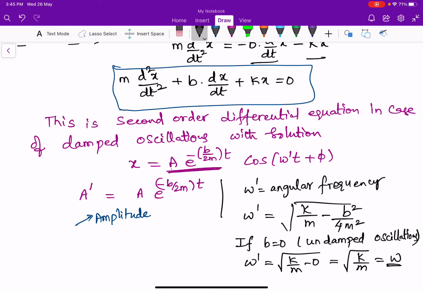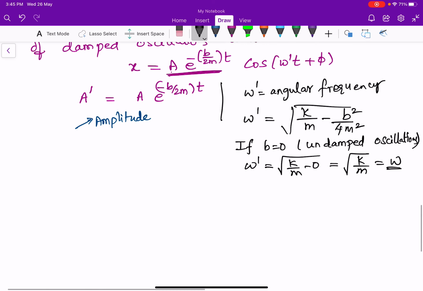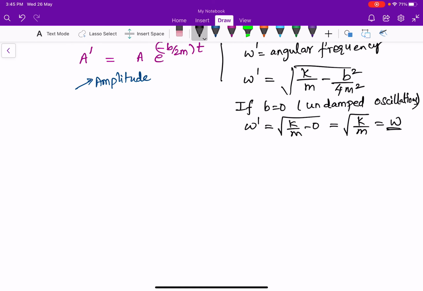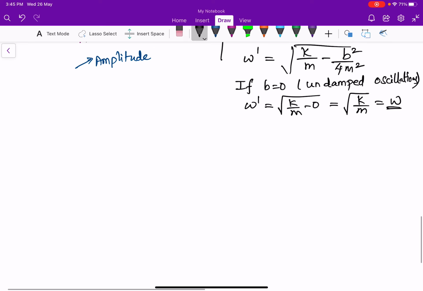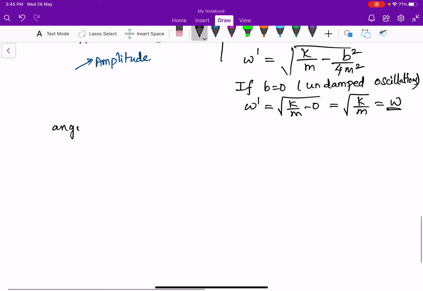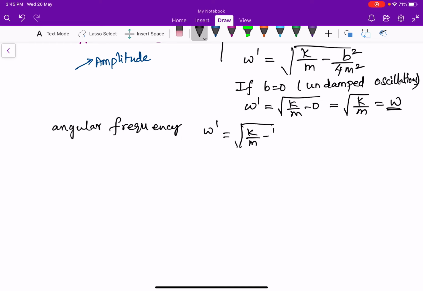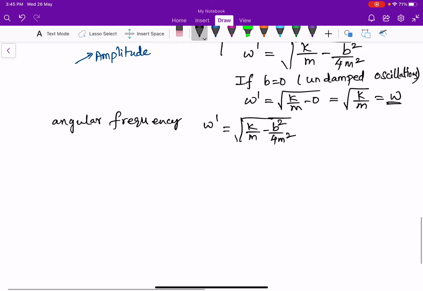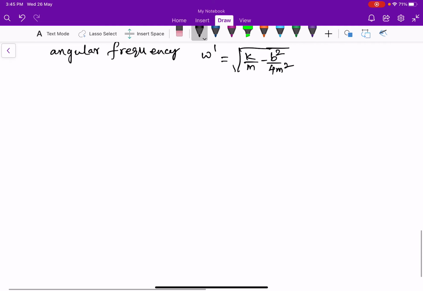We have discussed this already in previous classes. So the angular frequency omega dash is equal to under root of k by m minus b square by 4m square. This is an expression for omega dash. In the case of damped harmonic oscillations, we are going to see three cases.